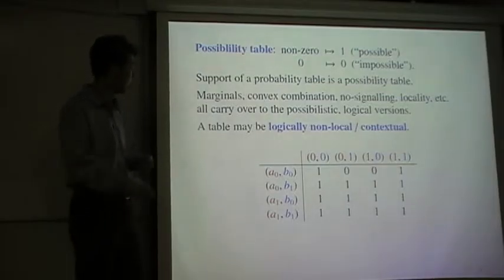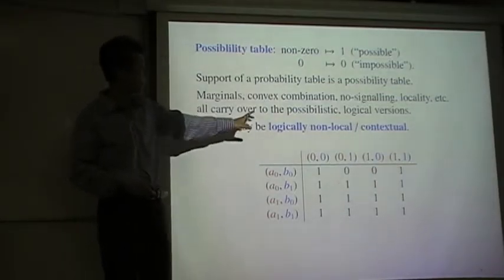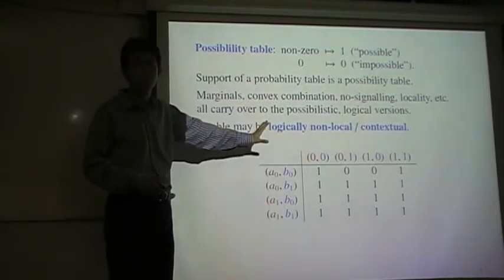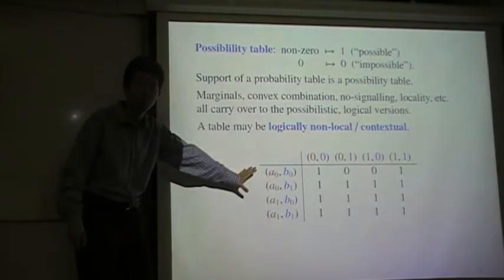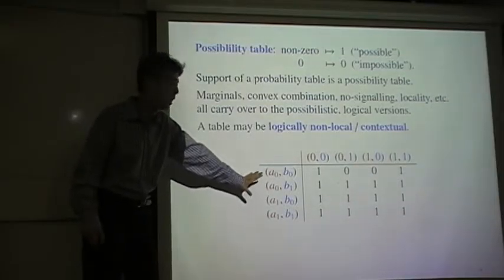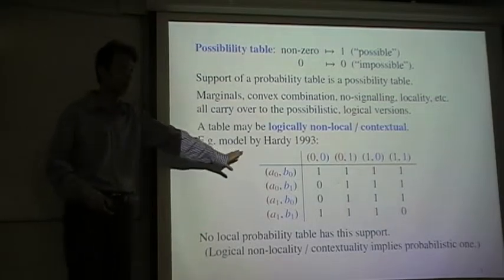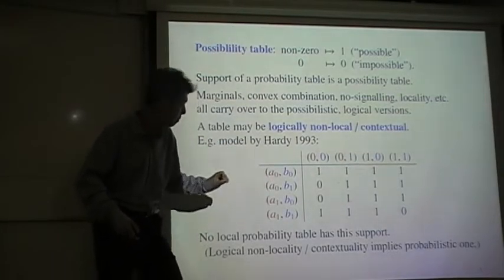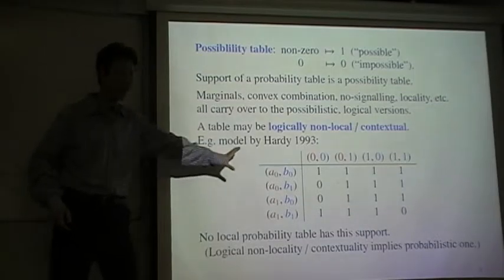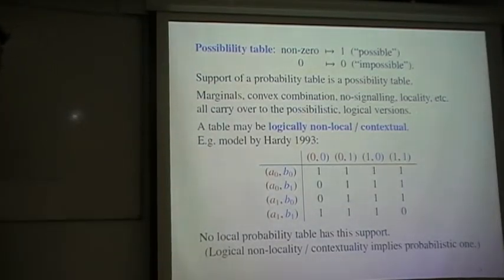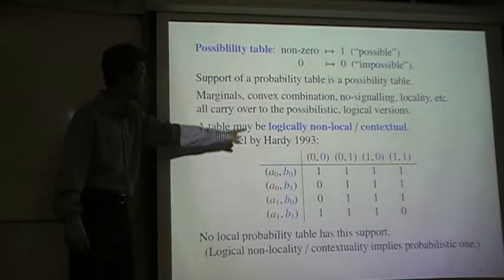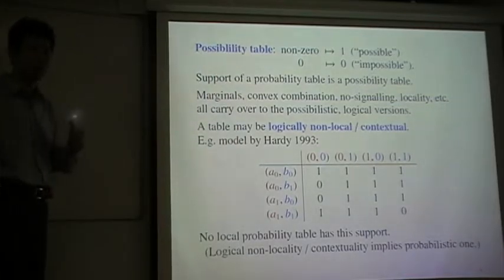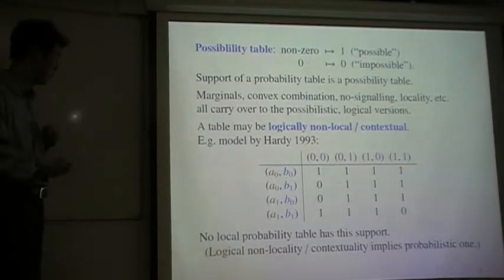And in particular, we can talk about the logical, possibilistic version of non-locality. So this table, the support of the Bell table, is not non-local, because you can find a probability table with that support that is local. But there's a model by Hardy that is of this shape, and in 10 minutes I will give you a 10 second proof that this is non-local in the logical sense. So that's going to be what I'm going to characterize today using a topological idea.